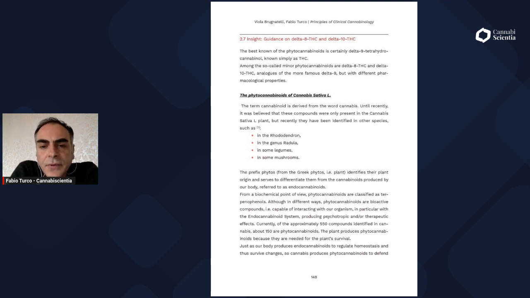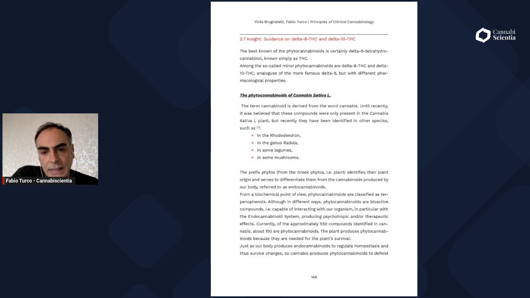The prefix phyto, from the Greek phyton, meaning plant, identifies their plant origin and serves to differentiate them from the cannabinoids produced by our body, referred to as endocannabinoids. So, endocannabinoids are produced by our body, phytocannabinoids by the cannabis sativa plant. From a biochemical point of view, phytocannabinoids are classified as terpenophenols or also eicosanoids. Although in different ways, phytocannabinoids are bioactive compounds capable of interacting with our organism, in particular with the endocannabinoid system, producing psychotropic and/or therapeutic effects. Currently, of the approximately 550 compounds identified in cannabis, about 150 are phytocannabinoids.